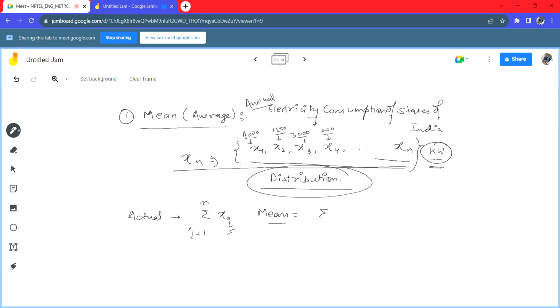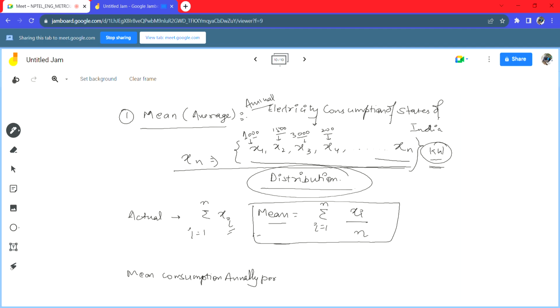So what we do here is summation of xi from i equals 1 to n, divided by n. So I divide this total data by the total number of states and I say that this is the mean consumption annually per state. It will give you that every state uses this much, and the mean consumption of the country is this much annually per state. So what comes out is a number that is representative of all these states.